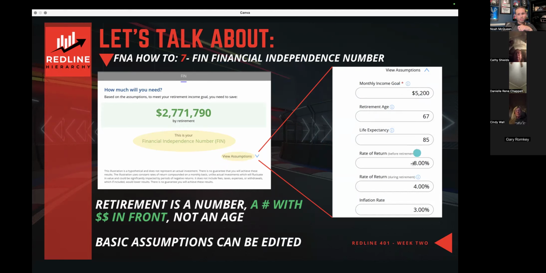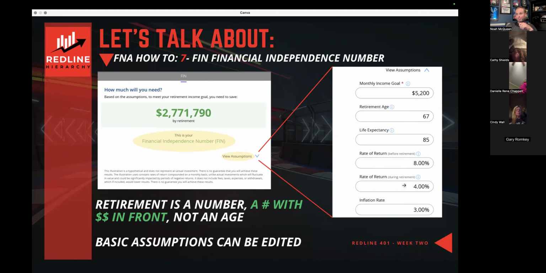These are all default, the 8 and 4 and the 3, right? So rate of return before, rate of return during, and inflation, those are all default. 8, 4, 3. You can change those so that they apply and change differently on everything. Personally, right? Like a 9, 6, 3 is about right. 9 is pretty standard in terms of most investments.